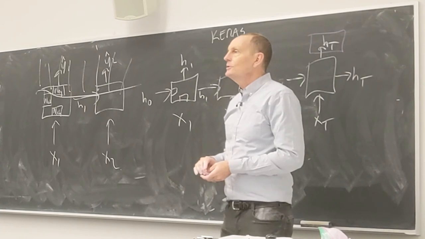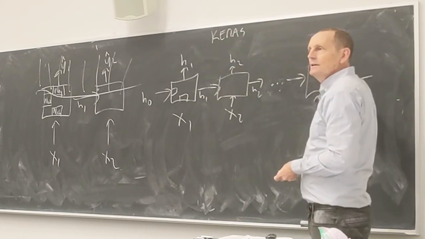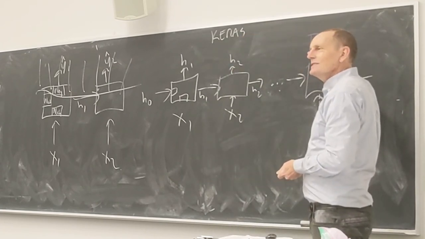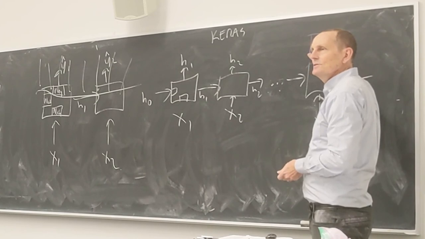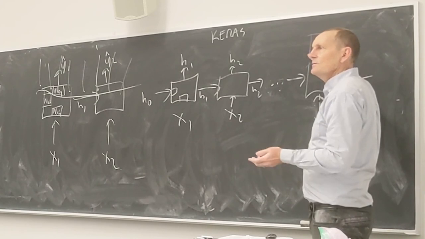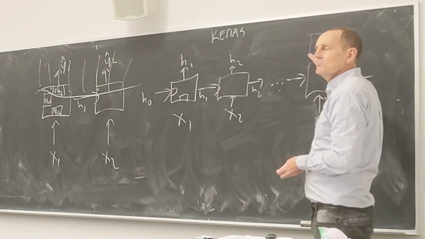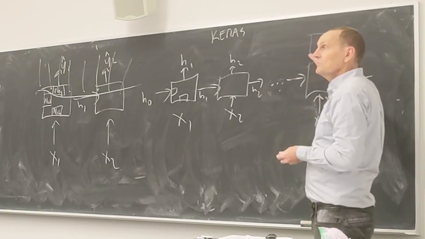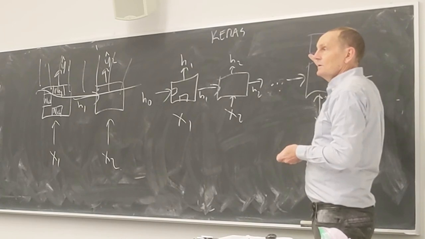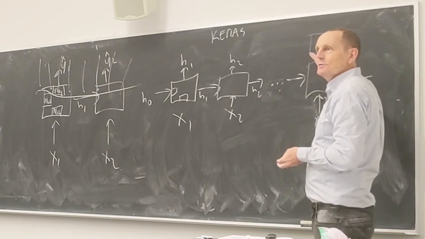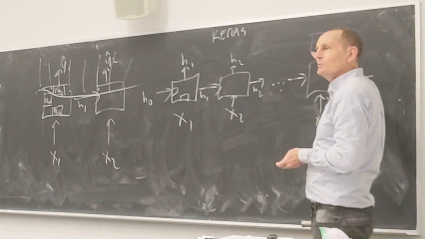And it's going to give you an H sub T. What's the size of this H sub T? Anyone? It's a vector 1 by however many hidden states you choose. So if you choose 100 hidden states, this is 1 by 100.